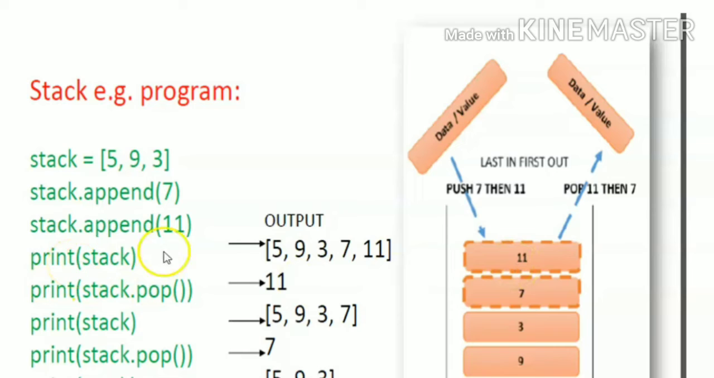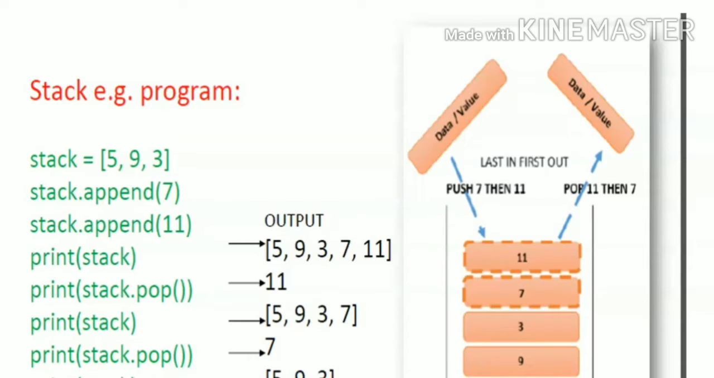Then print stack means it will print all the elements. That is 5, 9, 3, 7, 11. Then print stack dot pop. Pop will remove the last element first because the stack is a last in first out data structure. So it will remove element 11, and the stack elements now are 5, 9, 3, 7. Again we pop one more element, so it will remove element 7. Then the remaining stack elements are 5, 9, 3. So this is the basic procedure to push and pop elements.